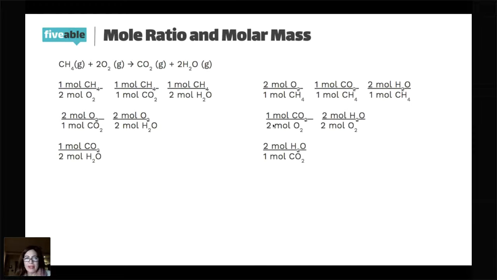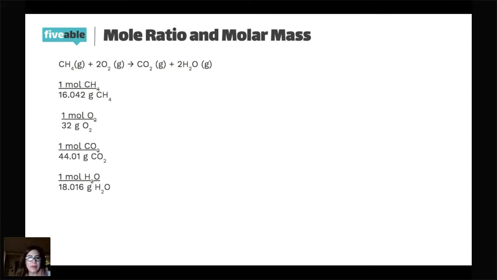Okay, excellent. We're going to move on. Another very important skill that we need to solve the stoichiometry problems is remembering how to get molar mass. Remember, molar mass refers to the amount of grams we have in 1 mole of a particular compound.